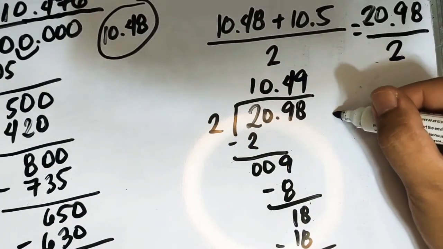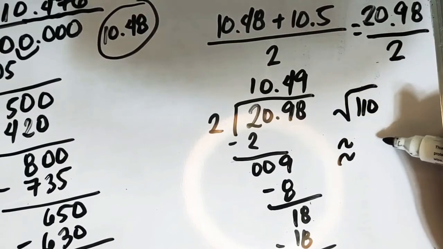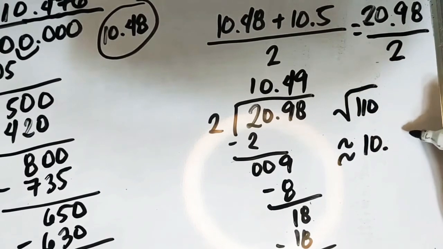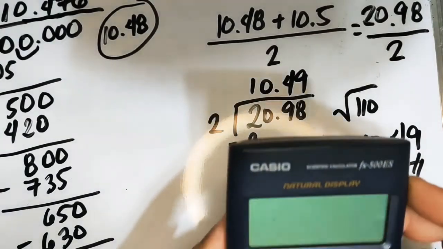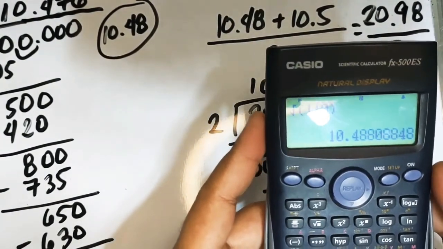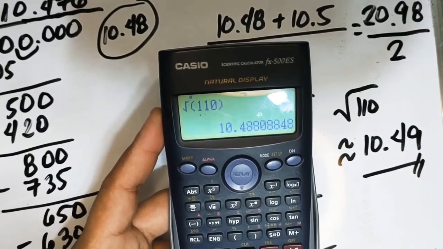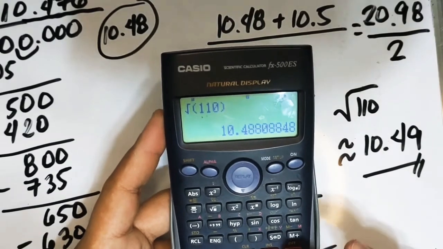So the square root of 110 is approximately 10.49. That's our answer. Okay, so let's check if our estimated square root is correct. Let's get our calculator. So we have the square root of 110. Yan. To the nearest hundredths is 10.49. So, yan. Tama tayo. Okay?